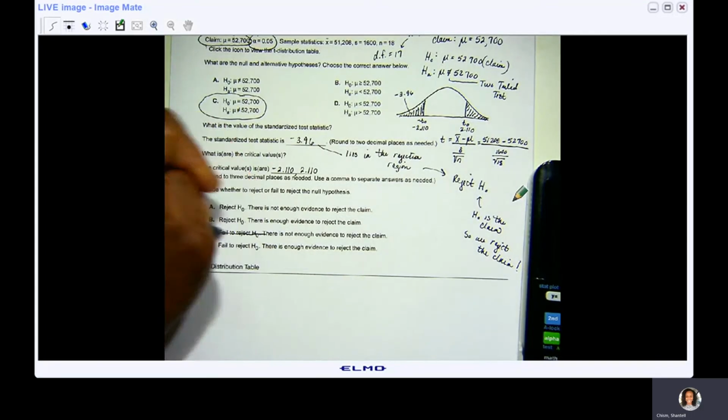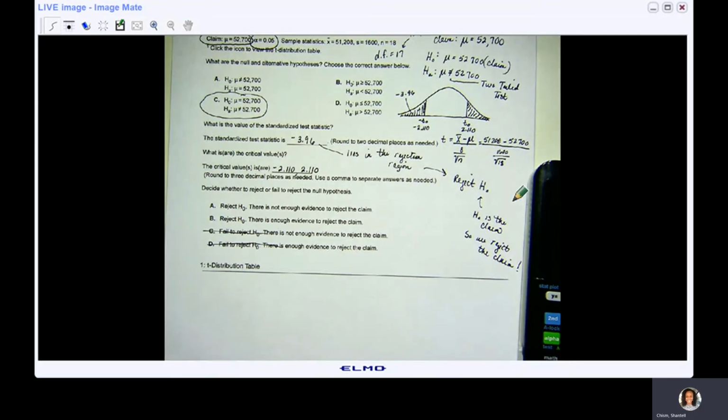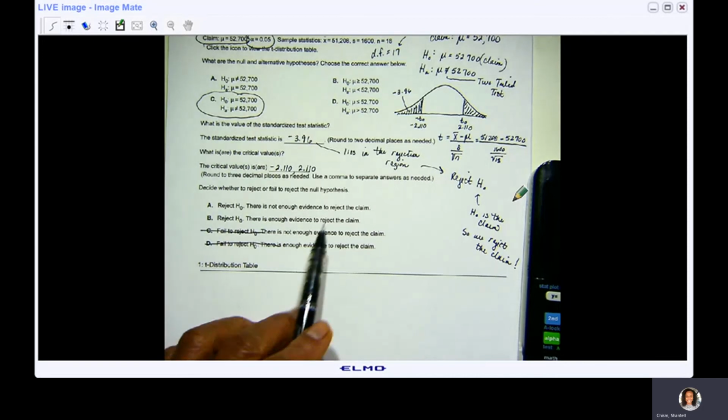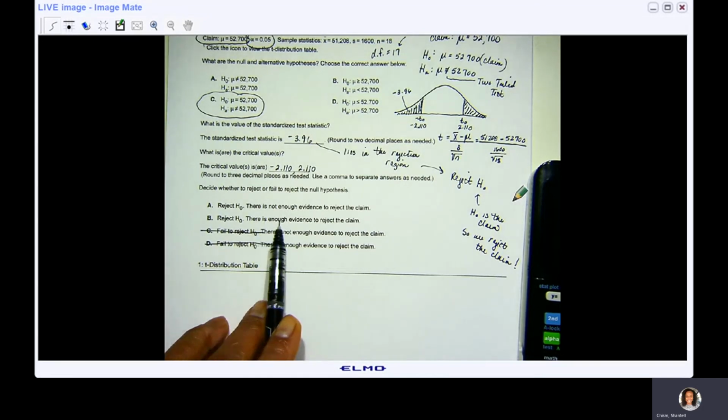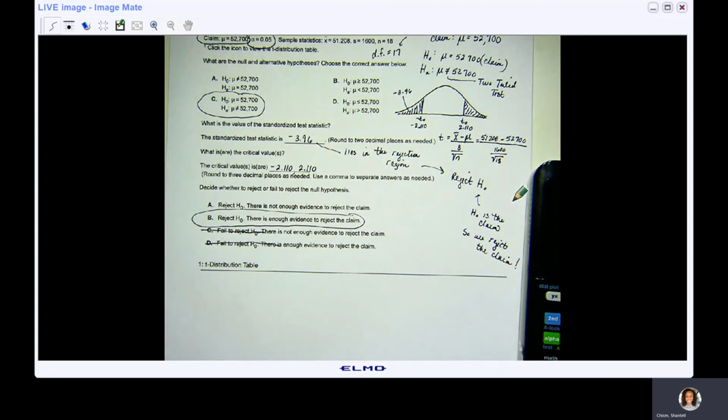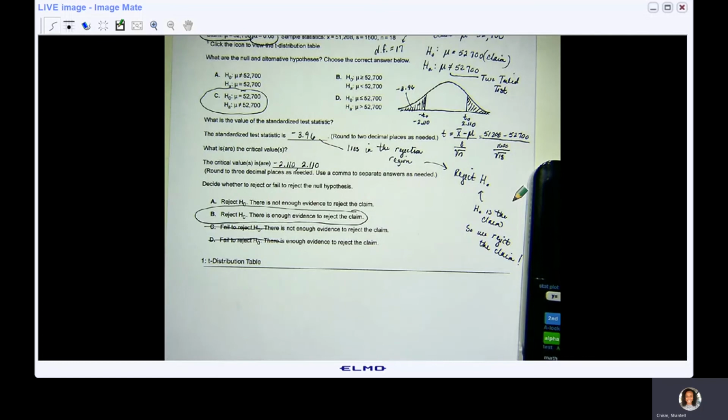That means you can cross out C and D. So we reject H naught. That means there is enough evidence to reject the claim. So that would be B. Okay. Very similar to what we did with the z-test critical values. It's just a different table. Okay, we had to use the t table for this t-test. Okay. All right. Well, that is all I have for today.